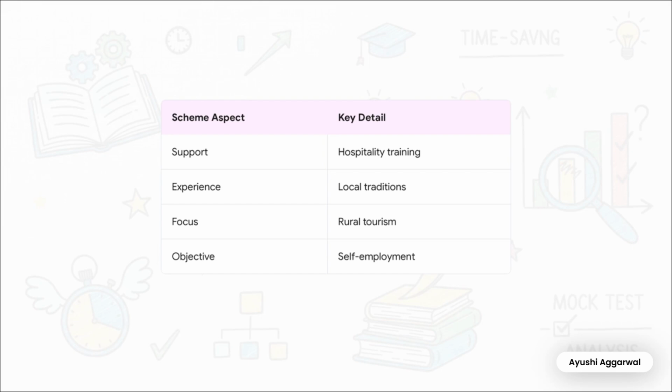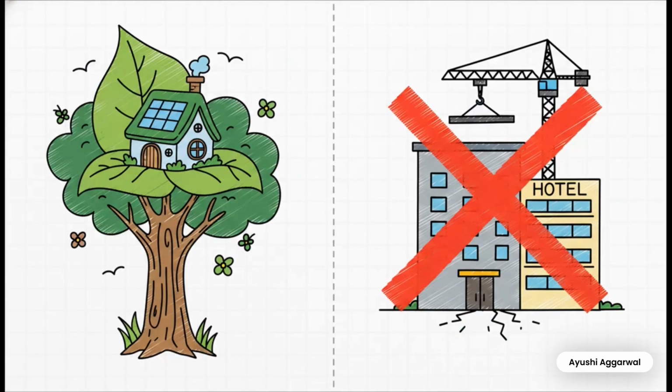Just lock these keywords into your mind. And you know, we can even connect this scheme to a broader concept that examiners absolutely love: sustainable tourism. How does this specific scheme help? Well, it provides a huge environmental benefit by increasing tourist accommodation without the need for heavy industrial hotel construction. Locking in this concept means you're perfectly prepared for yet another potential exam question format.